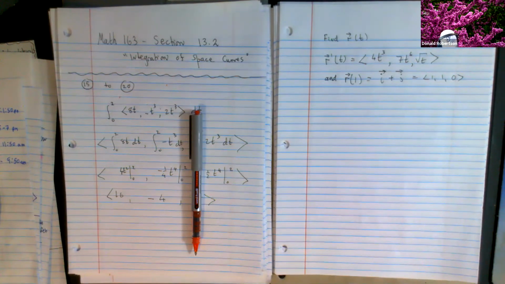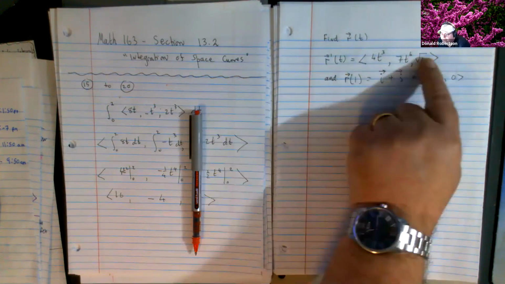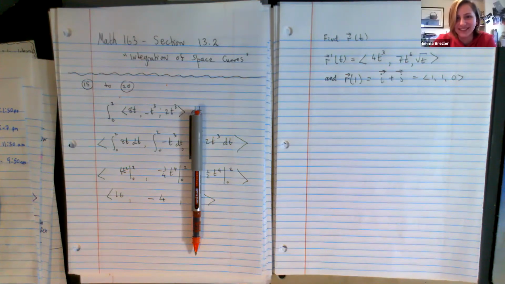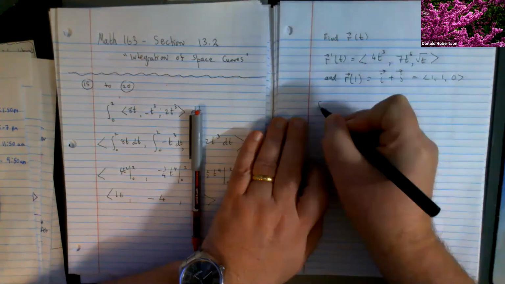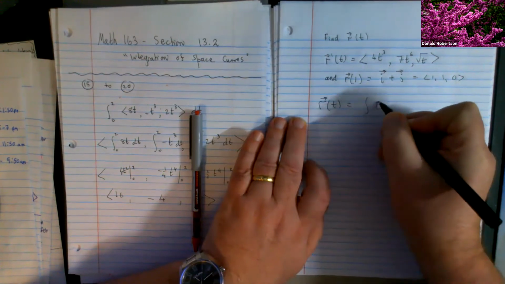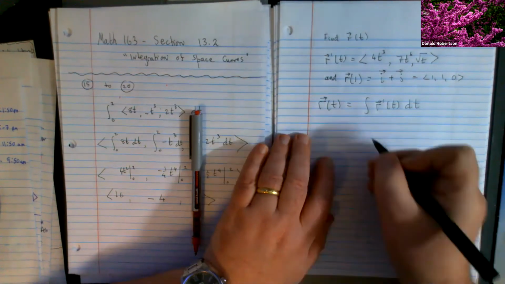Okay, how do you find the space curve when I tell you its derivative? What do you think you do? I think you said it, Emma, but I didn't hear it. Still can't hear you. You integrate the derivative. Yes, you do. So if you want to find this fella, don't you just integrate the derivative?